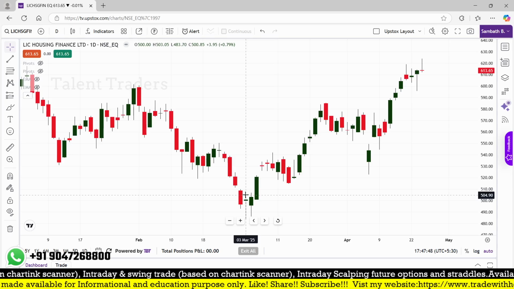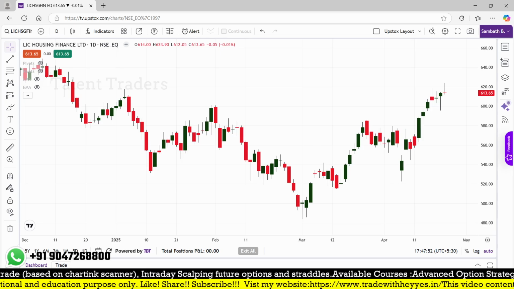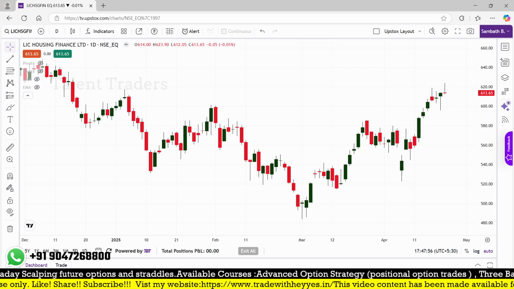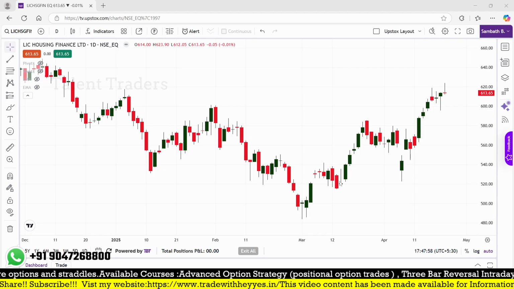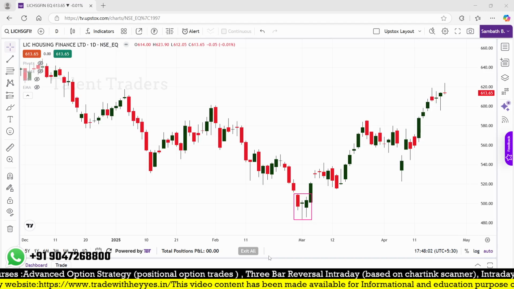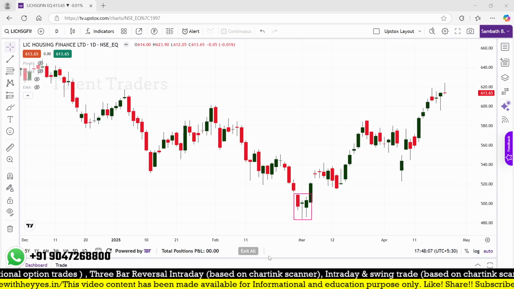Here is the point on 3rd March. Our condition is that on that particular day it forms a perfect hammer, and there is a reversal we are expecting. This is the day where the candle has happened, and on that particular day it meets the condition we have created.